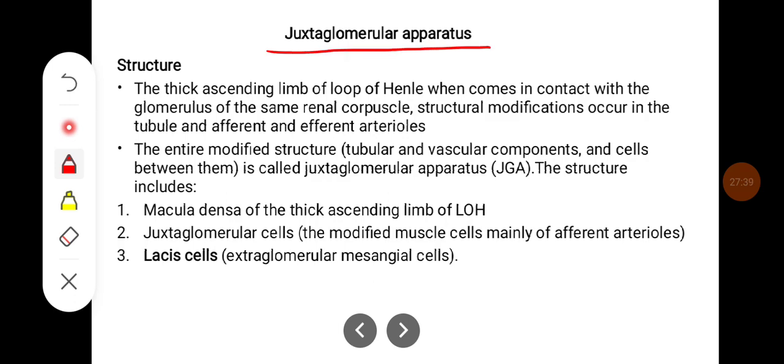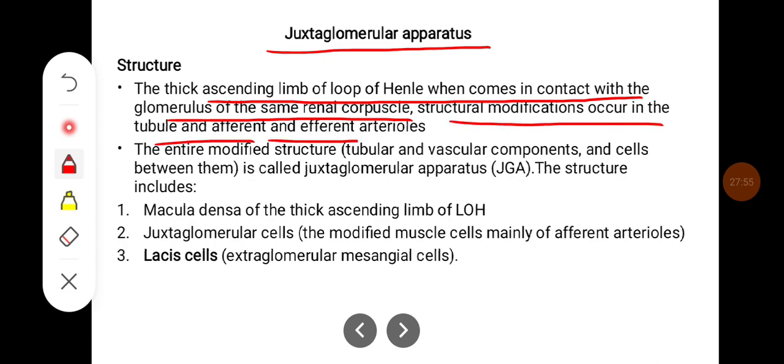Coming to the juxtaglomerular apparatus, if you see the structure, when the thick ascending limb of the loop of Henle comes in contact with the glomerulus of the same renal corpuscle, structural modification occurs in the tubule and the afferent and efferent arterioles. The entire modified structure, the tubular and vascular components and the cells between them, is called the juxtaglomerular apparatus.